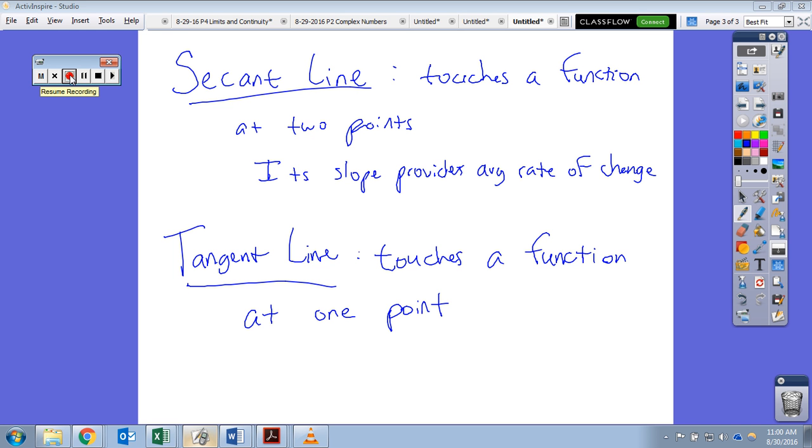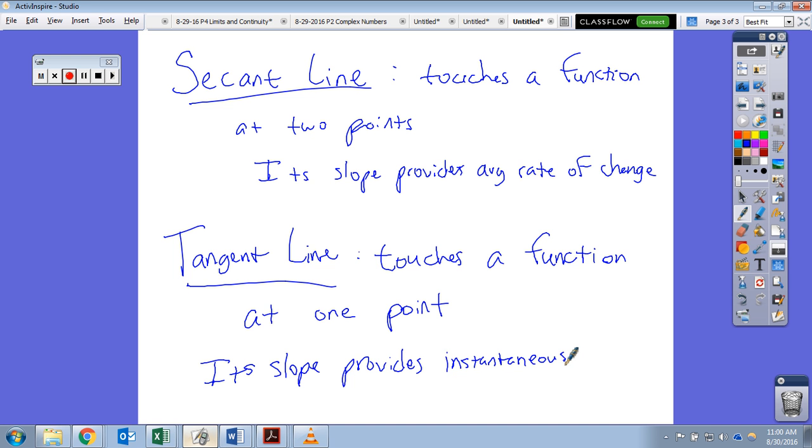Phones away, please, except mine, because I have an emergency. Okay, a tangent line touches a function at one point, and its slope provides the instantaneous rate of change.